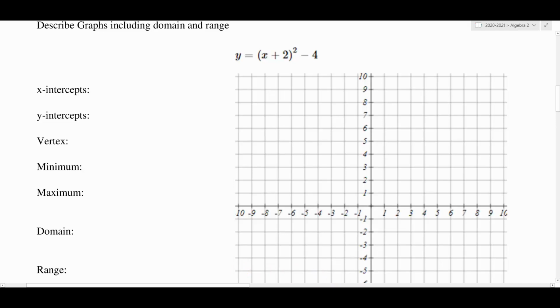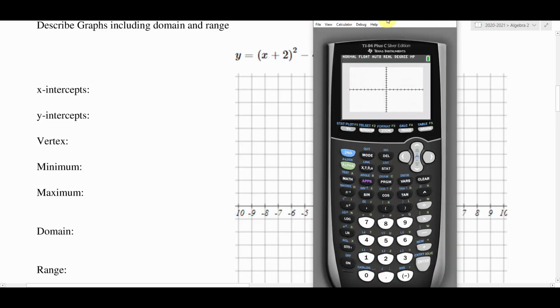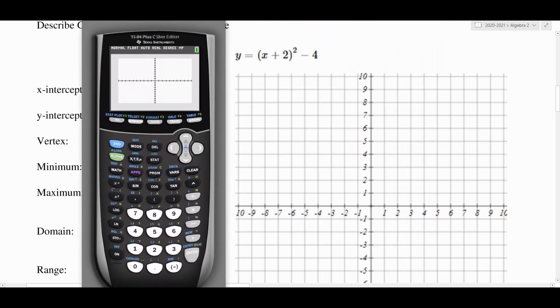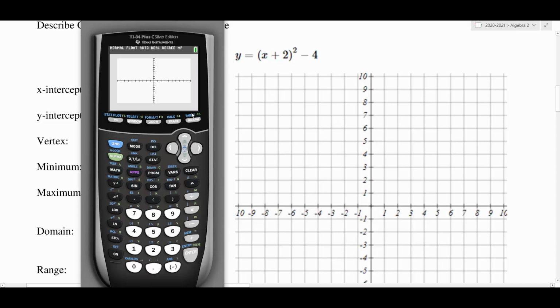All right, so I'm going to pull up my calculator here, and that should be your first step, is to get your calculator up and going and getting this function into the y equals screen. Okay, so the first thing I'm going to hit here is y equals, and then I'm going to type in my function exactly as I see it here. So I'm going to start with a parenthesis, and then I've got x plus 2, and then they want to square on the parentheses, so I'm just going to hit the square button, just like that, and then minus 4.